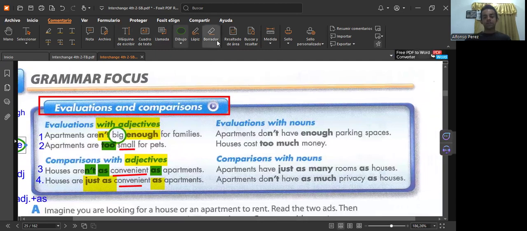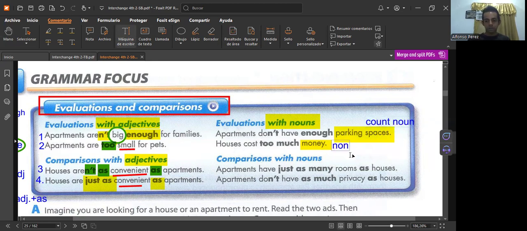Okay, on the other side of this grammar box, we have evaluate with nouns. What are the nouns here? The nouns are parking spaces. We have count nouns and non-count nouns and money. Let me put here count noun and money, non-count noun for unit 2.